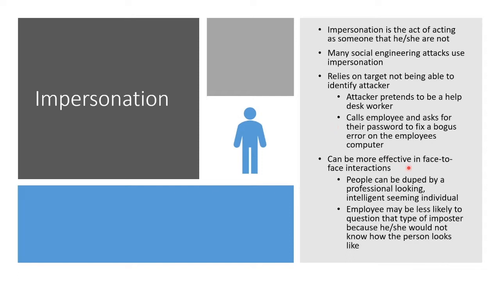It's more effective if it's face-to-face, but you can do it on the phone. People can be duped if you are professional looking, if you seem intelligent. An employee is less likely to question this type of imposter because they don't know what this person should really look like, or they're wearing things that make it look like they're legitimate. They're wearing the vendor's shirt. They look official.